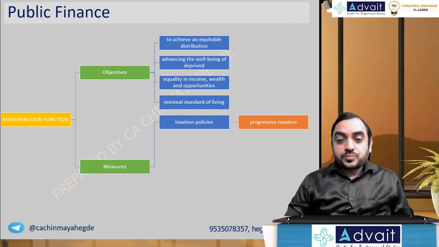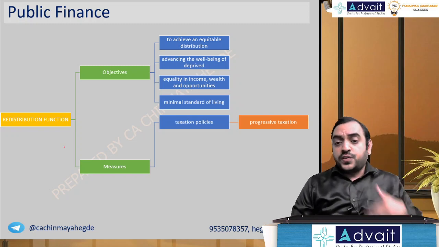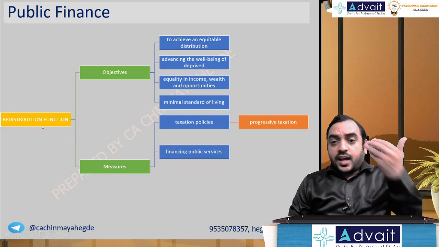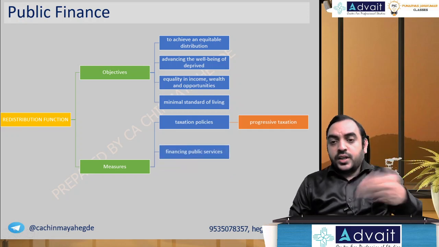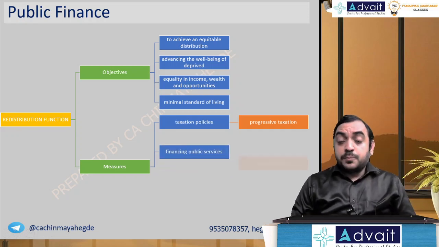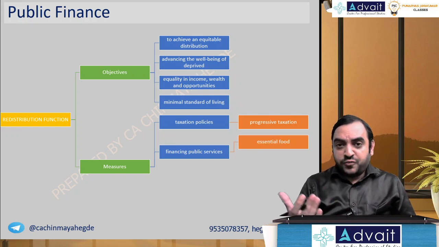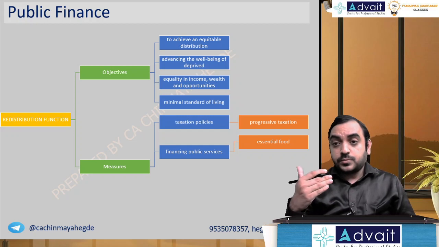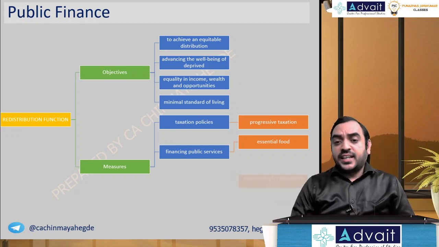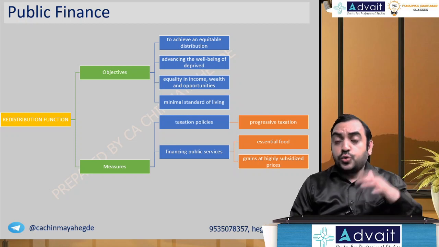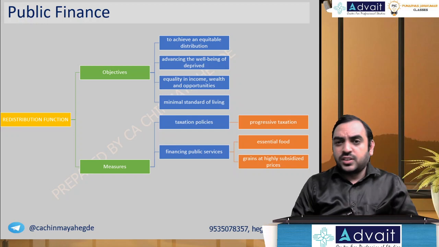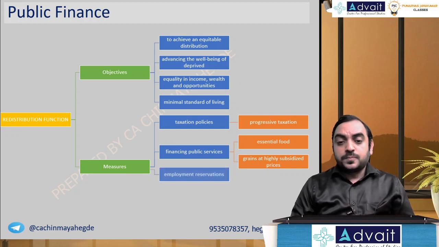Anyway, let's go further. So taxation policy, progressive taxation, that is higher income tax slab. When you get more income, you pay more. Financing public services, essential food, having a crop minimum price, basic price. I told you the Indira Canteen example. Grains at highly subsidized prices. So to support the farmers for the sugar cane, for the rice, for the wheat, and so on.